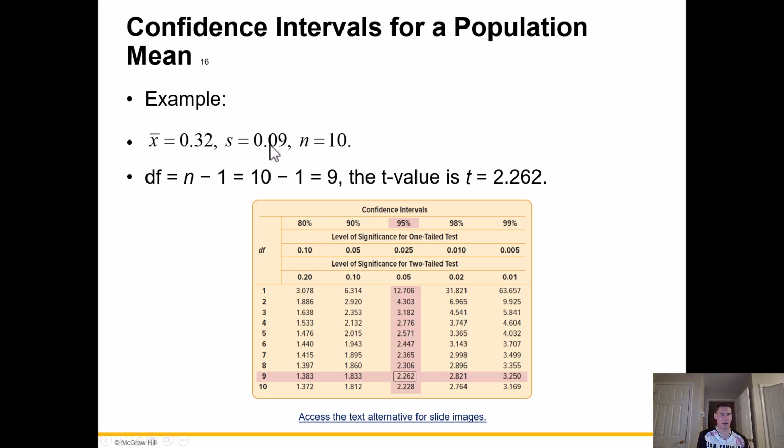In this case, we can plug in our numbers here. x bar is 0.32, the standard deviation is 0.09, and the number of observations is 10. Remember, degrees of freedom is n minus 1, so 10 minus 1 is 9. Then we're looking at 0.05 here, and because it's two-tailed, it could be more or less, we're matching it up to the degrees of freedom, and you can see what I've put in the box here for you. So the t value is 2.262.